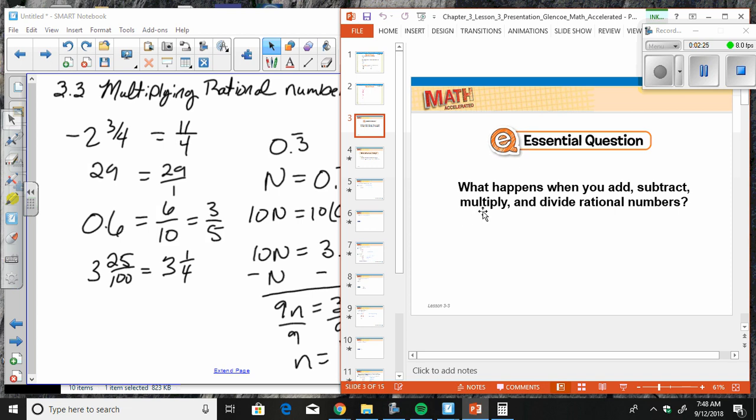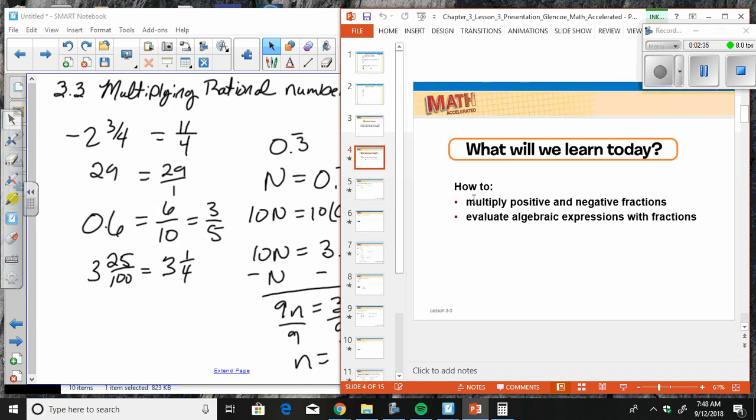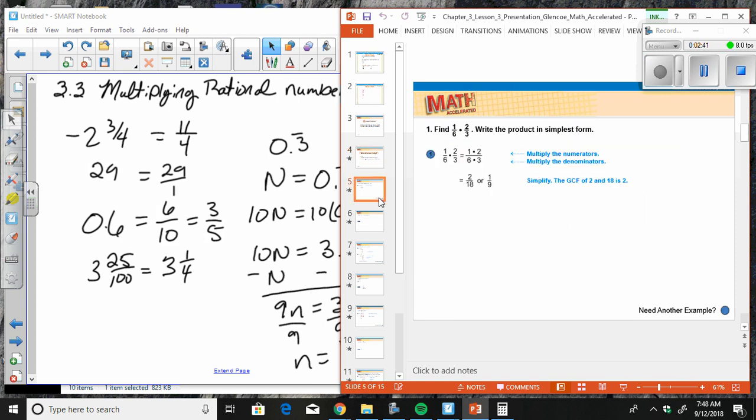What happens when you add, subtract, multiply, and divide rational numbers? Well, we're going to figure out something else to do with them today. We can multiply. Let's see how that goes with some of our word problems. What did we learn today? Multiplying positive and negative fractions. Evaluate algebraic expressions with fractions.